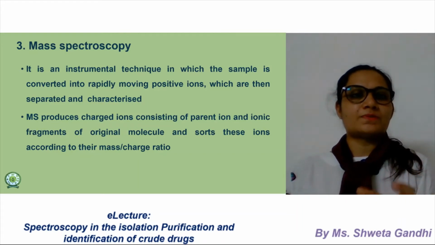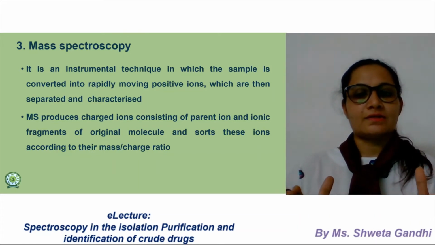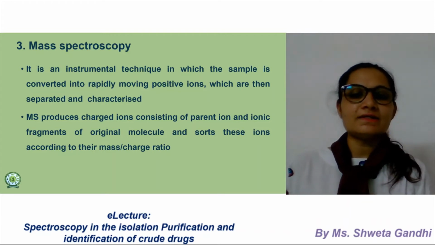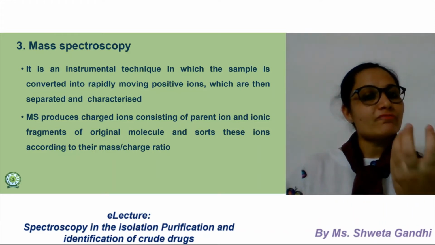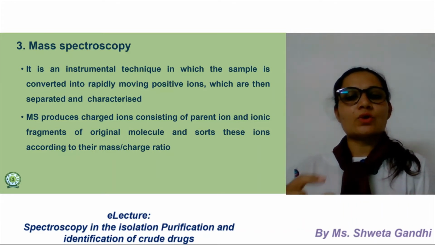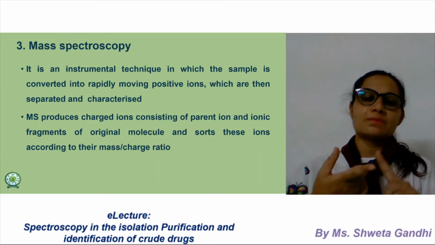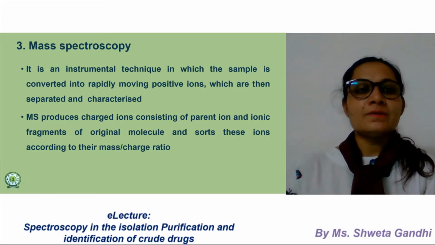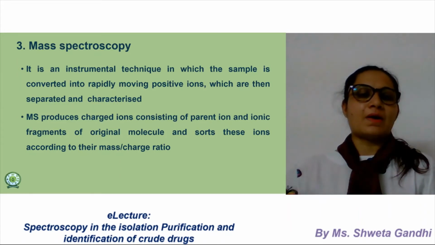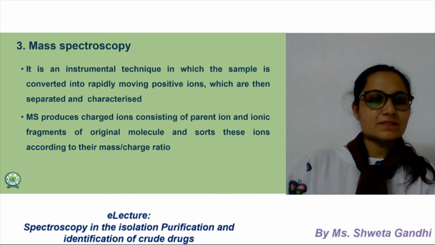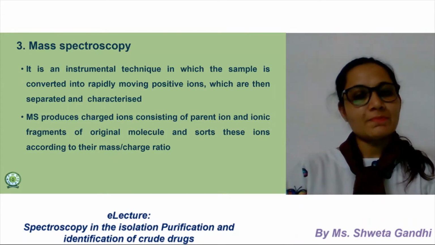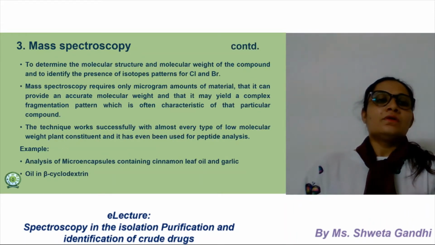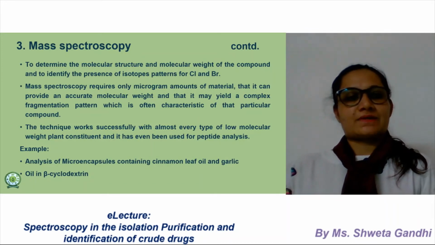Mass spectroscopy generally produces charged ions, consisting of the parent ion and ionic fragments of the original molecule, and sorts these ions according to their mass-to-charge ratio. So mass spectroscopy differentiates compounds according to their mass-to-charge ratio. Got my point? Next, what are the uses of mass spectroscopy?